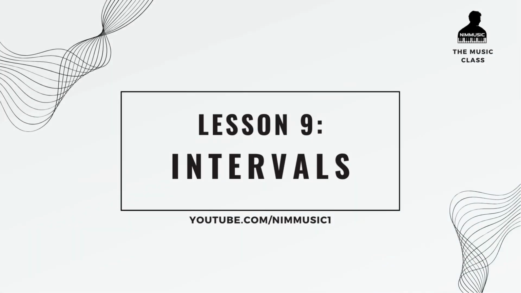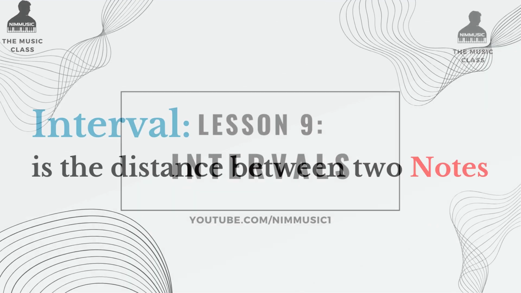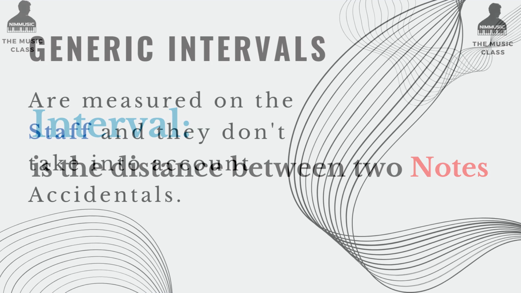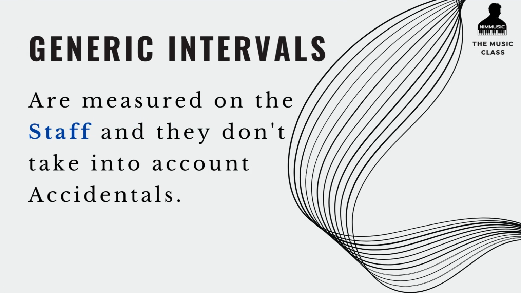In this video, we're going to discuss intervals. This will also prepare us to discuss building chords later on. An interval is the distance between two notes. Let's talk about generic intervals first. Generic intervals are measured on the staff, and they don't take into account accidentals, the black keys.